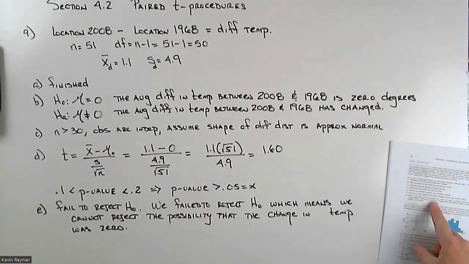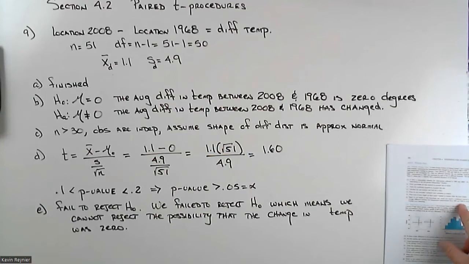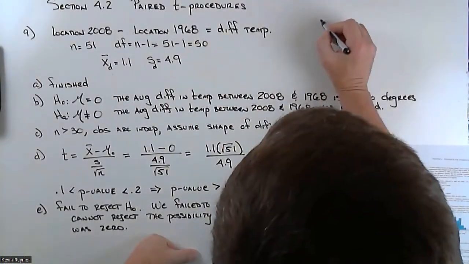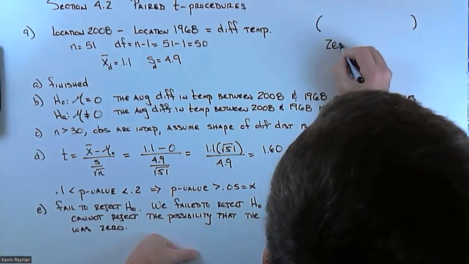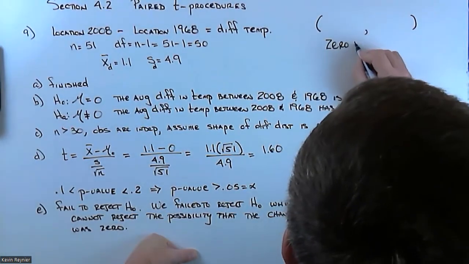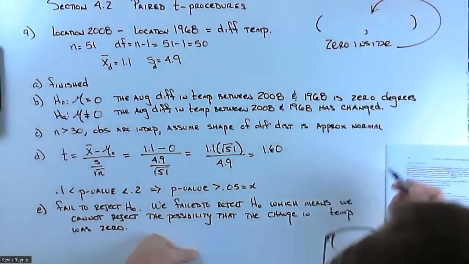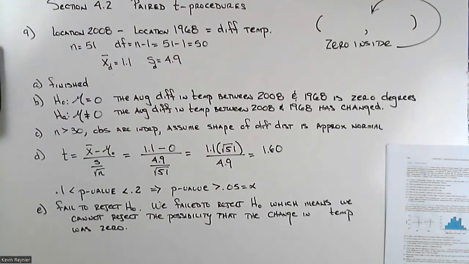Part G says, based on the results of this hypothesis test, would you expect a confidence interval for the average difference between the temperature measurements from 1968 and 2008 to include 0? And the answer is yes, we would expect a confidence interval to include 0, right? We would expect 0 to be present. Why would we expect 0 to be inside here? Because we failed to remove it from our possible values if we build a confidence interval.